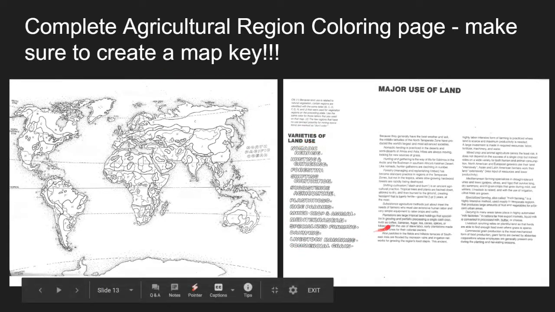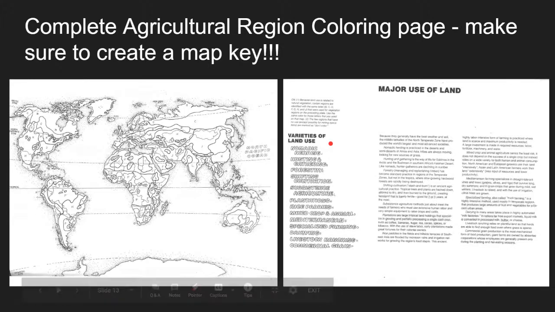These are the regions that I'm talking about right here. And so this is essentially like a paint by number. So the idea is, and it's barely noticeable, but nomadic herding is J. And so if they look over here and they find all the J's and they say, okay, I'm going to make nomadic herding tan, they'll color this tan because they have to make a key, and then they'll color all of the areas in the world that practice nomadic herding tan. And then at the end of this, they've created a coloring page of the agricultural regions and major land uses of the entire world.